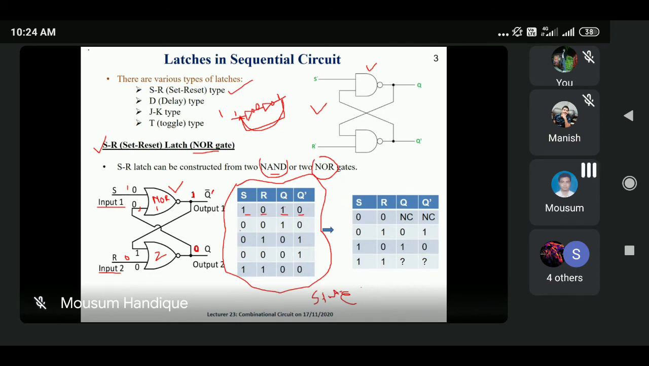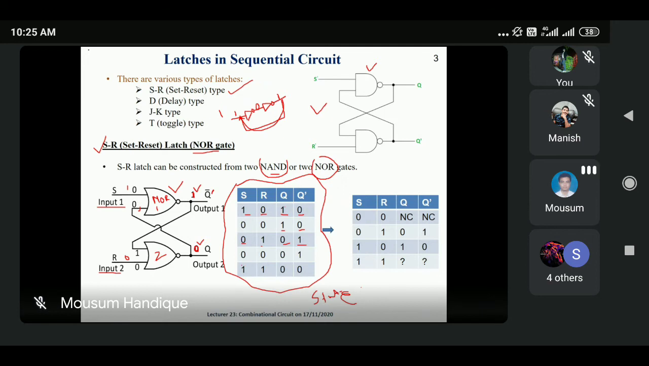So whatever the value of S and R, if the output we are predicting is 1, this one is 1, then it is always 1. And if this one is 0, then it is always 0. Whatever the output, if you provide the input S equal to 0 and R equal to 0, that time the same output is there. That means there is no change. So Q equal to 1 and Q bar equal to 0. And when we use 0 and 1, that time Q is also 0 and Q bar is 1.